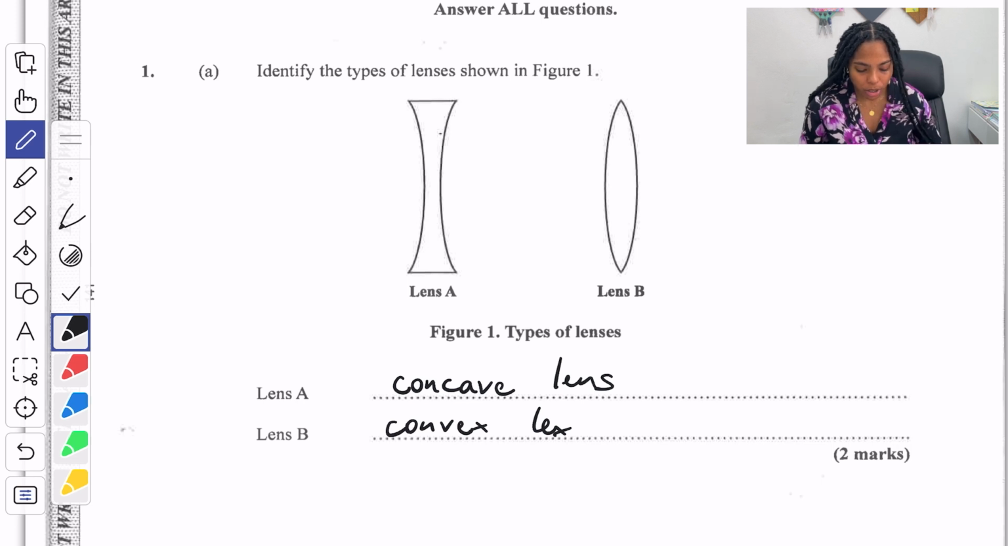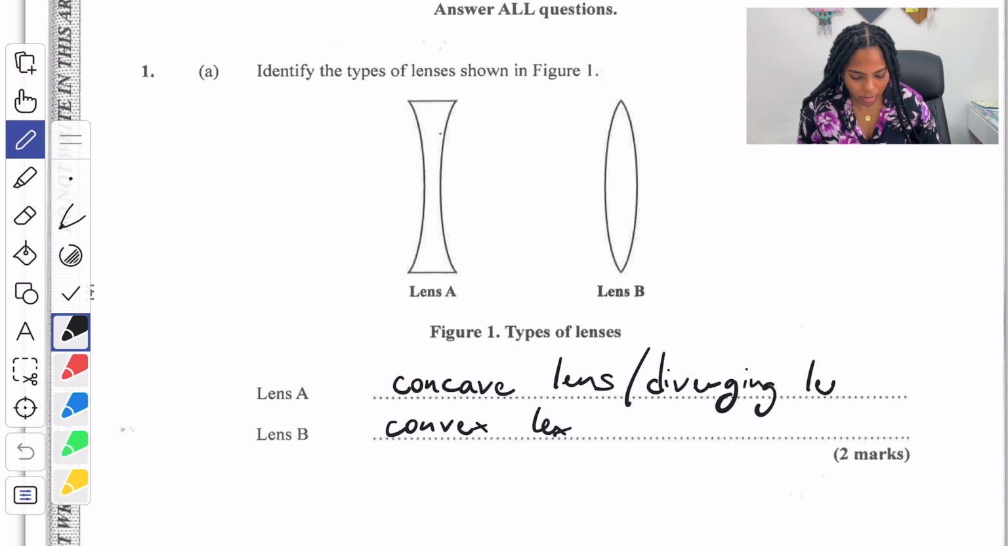I think you probably would have also gotten away with saying concave is a diverging lens, and convex is a converging lens.